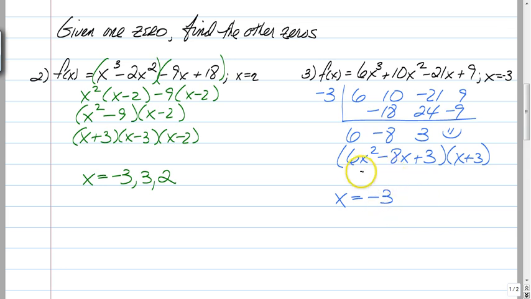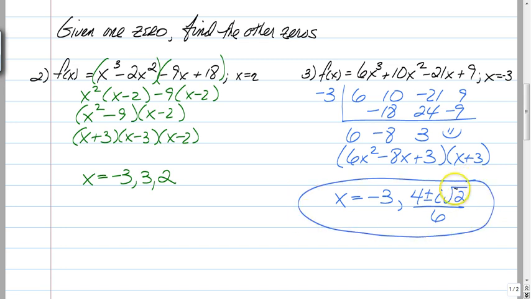You also need to set this guy equal to 0 and solve by quadratic formula or completing the square. And you need to get 4 plus or minus i root 2 all over 6. That is your final answer. Do not just write prime when you are solving. If you're factoring, yes, this is done. If it said factor, you are done right there. Can't go any further. However, when you are solving, you must solve. All right?